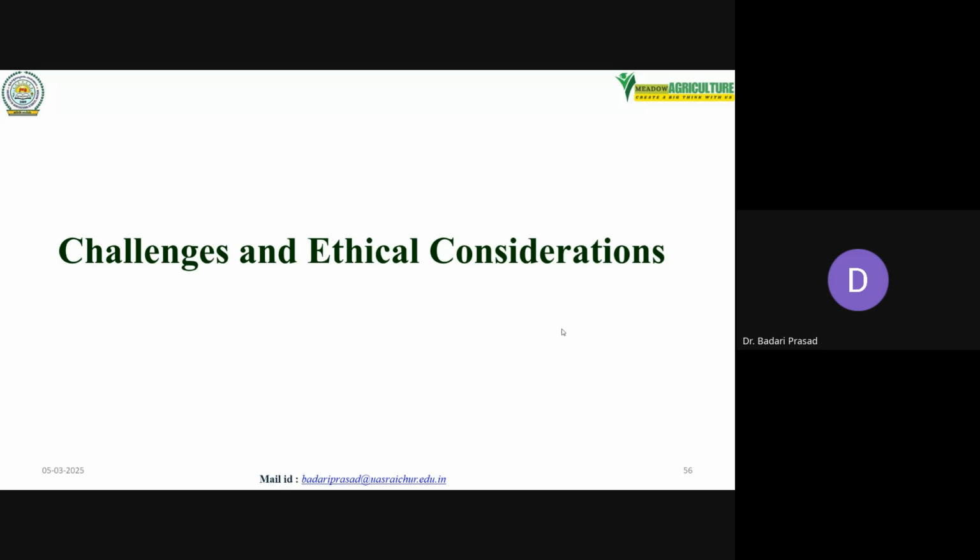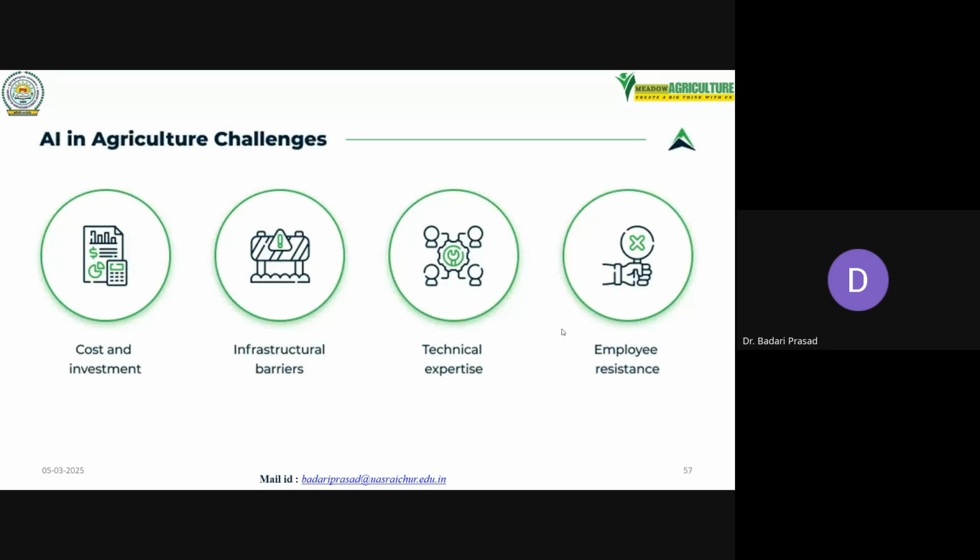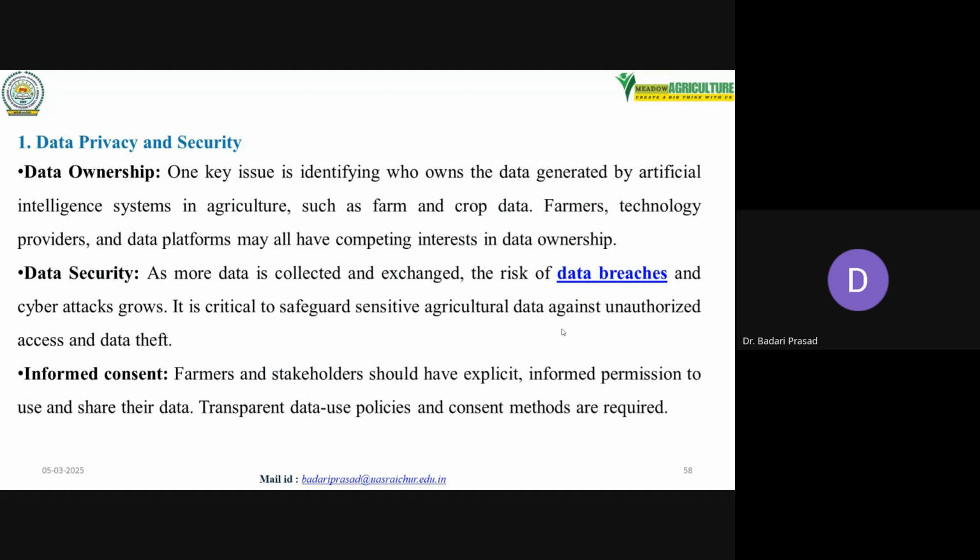So now we have a few challenges and ethical considerations like cost and investment, infrastructural barriers, technical expertise, employee resistance. So the data privacy and security. So who has to own the data? One key issue is identifying who owns the data generated by artificial intelligence in agriculture, such as farm and crop data. Farmers, technology providers, and data platforms may all have competing interests in data ownership because enormous data is being generated. But once the data is generated, who has to own it? To whom does the data belong? So that is the issue.